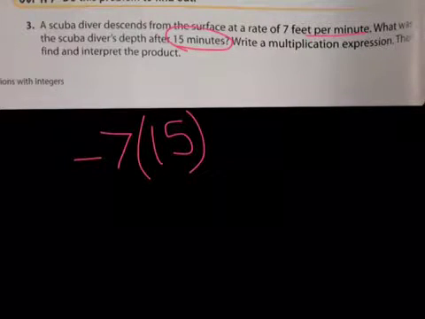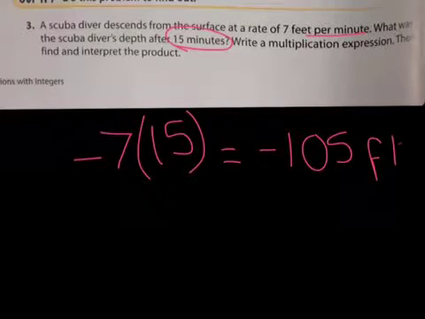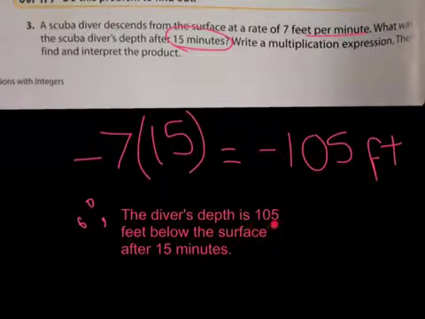Right? We have negative 7 times 15. Write a multiplication expression, then find out what it is. Well, it equals negative 105 feet, right? That's our unit. But we need a therefore statement because it is a word problem. So therefore, the diver's depth is 105 feet below the surface after 15 minutes. There we go. That answers the question.